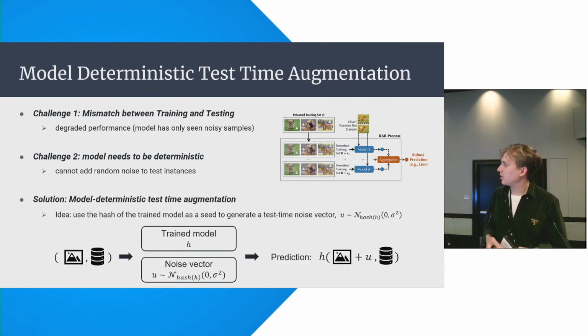And then we store this noise vector together with the model in order to add it to the test instance during inference. And then we alleviate this mismatch between training and testing distribution. At the same time, we still have a deterministic function in the input x and the data set D, because the data set deterministically determines the hash of the model.